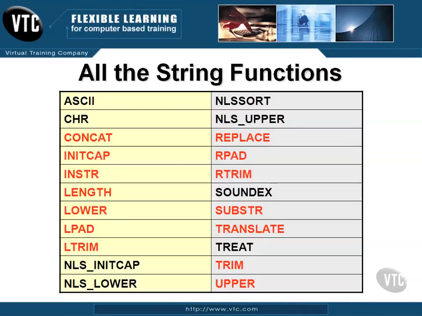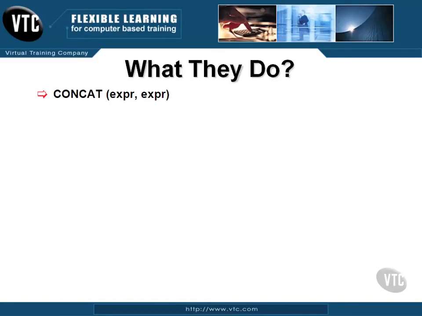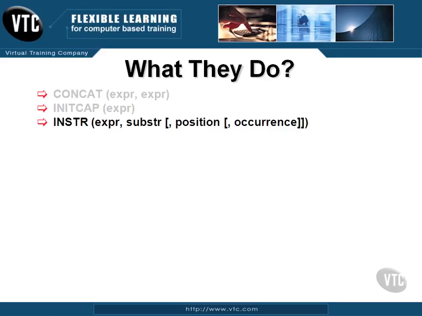Let's go through and discuss what each of the red ones do, what they're for. Concat concatenates strings. Take one string and add it to the end of another. InitCap we've already seen. Produce mixed case from any case. InString, go into a string, search for a substring.